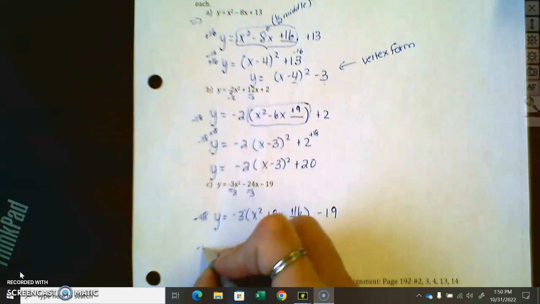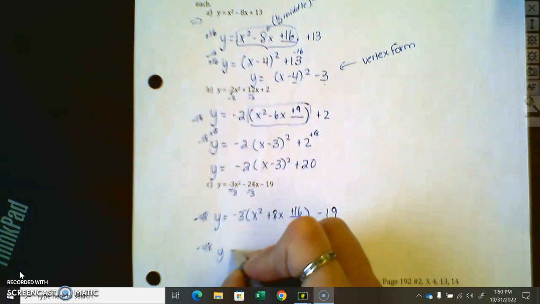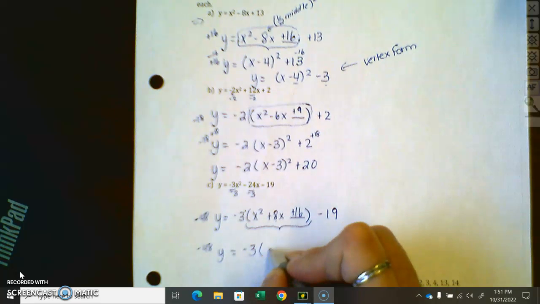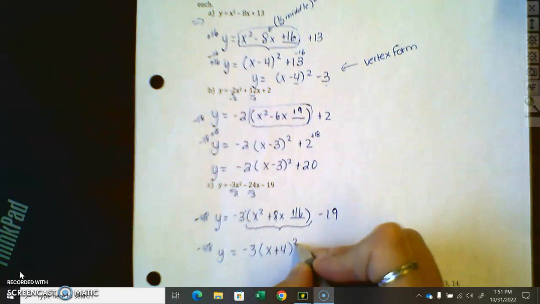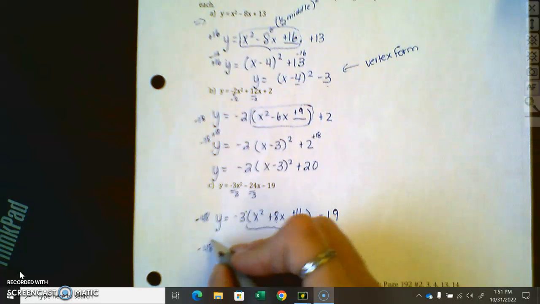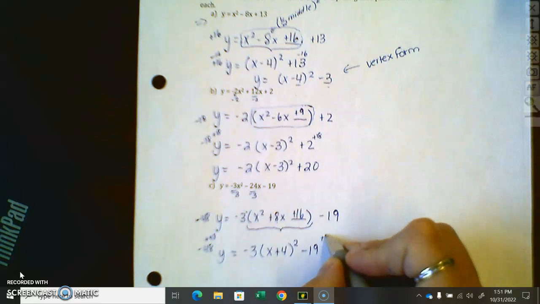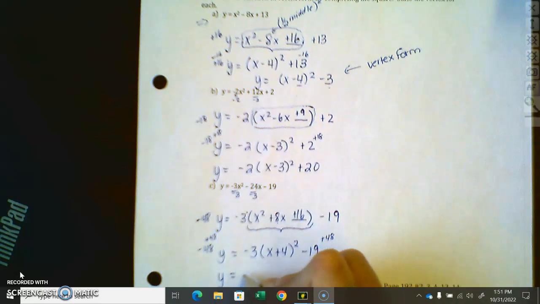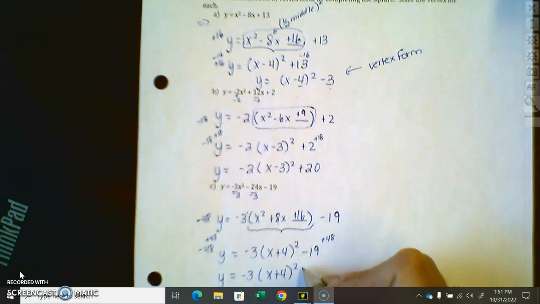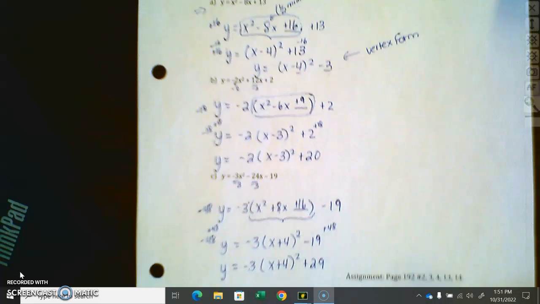So I have a minus 48 with my y. I have minus 3, and we're going to take this whole chunk and write it as half of the middle. So x plus 4 squared, and we still have this minus 19 hanging out. So we're going to add 48 to it. And we have y equals minus 3 times x plus 4 squared, and minus 19 plus 48 is a positive 29. And this is now in vertex form.